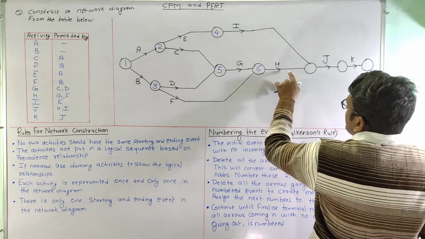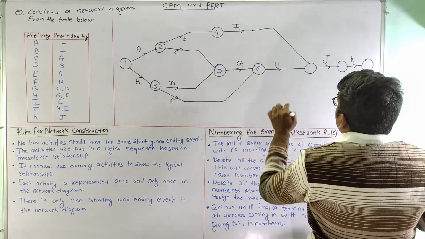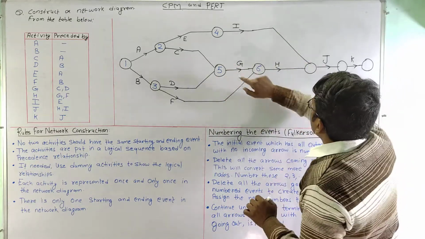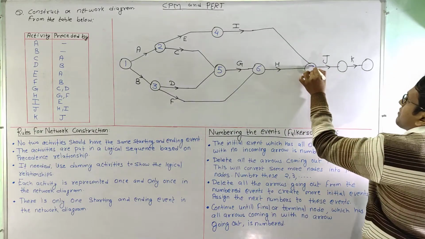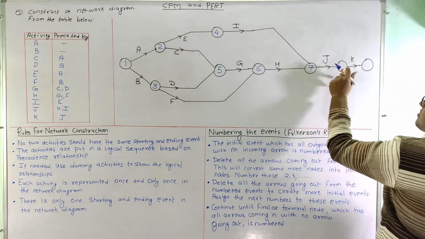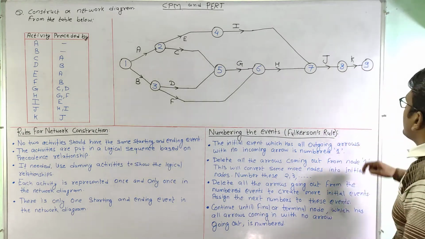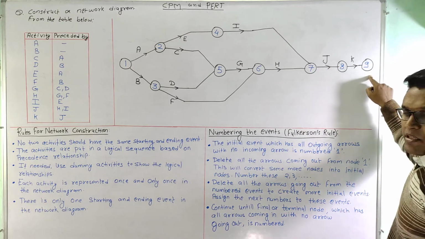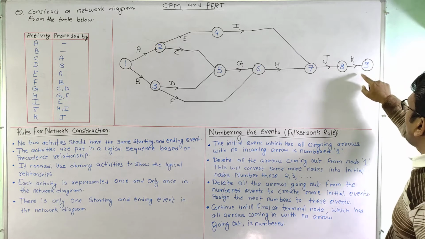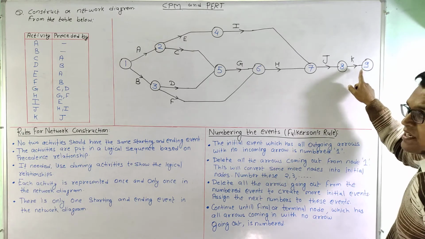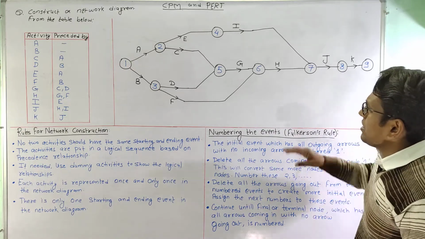So again we will delete all the outgoing arrows from the numbered events. After deleting all these arrows we can see that this will be our initial event, so this will be number 7. Similarly, once this is deleted, this is number 8, and this will be number 9, because this is the final or terminal node and no arrow is going out from this node, all the arrows are coming in only.